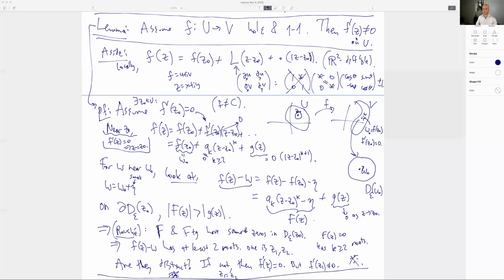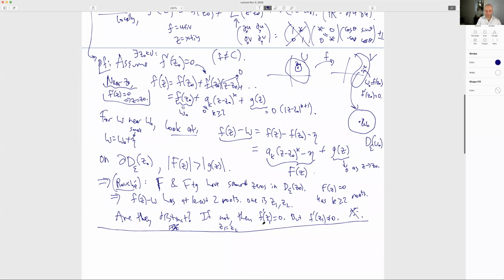Sorry, real quick. Why is it 0 at z1? Something to do with the power series? Yes. So it has a double root at z1, the function.